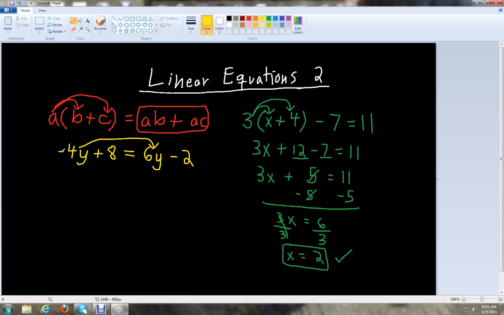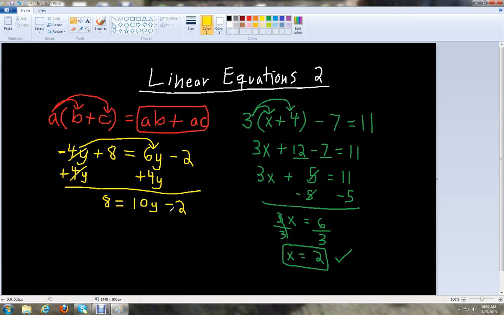And the way we do that is we got to do the opposite of the minus, right? The opposite of subtraction is addition. So we're going to add 4y to both sides. So those will cancel. And then we're left with 8, and that equals 6y plus 4y is 10y. And then we bring down the minus 2. 10y minus 2.